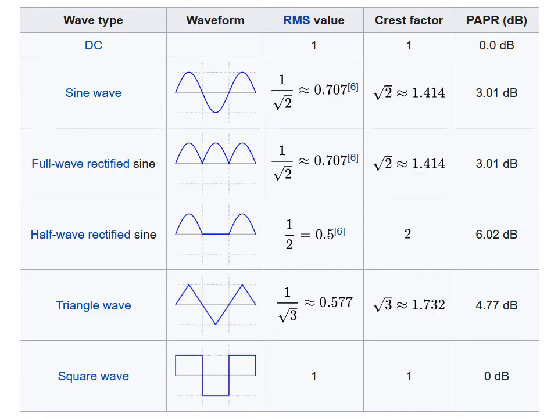These are the crest factors of some typical waveforms. The minimum value of crest factors is 1. The crest factor of waveforms with no peaks, such as direct current or a square wave, takes the minimum value.